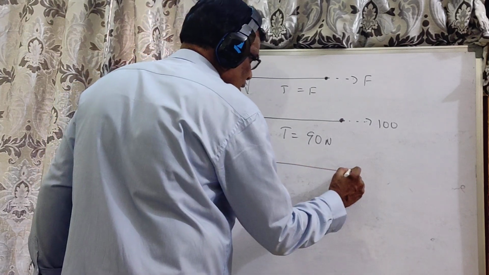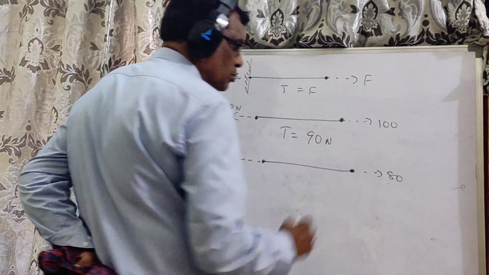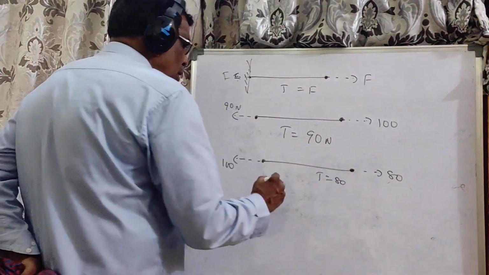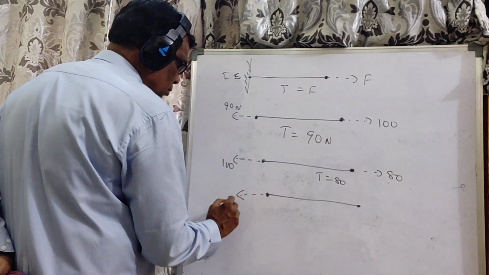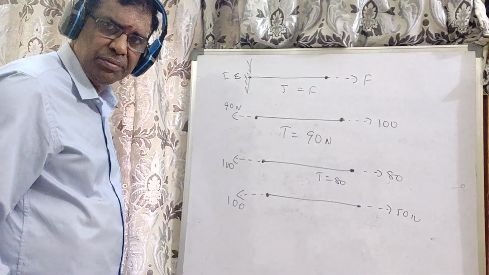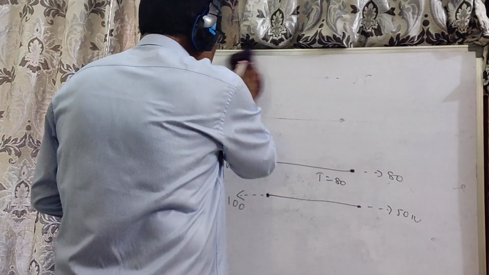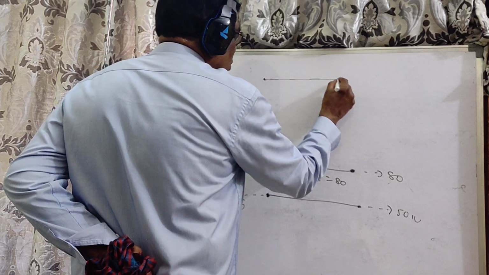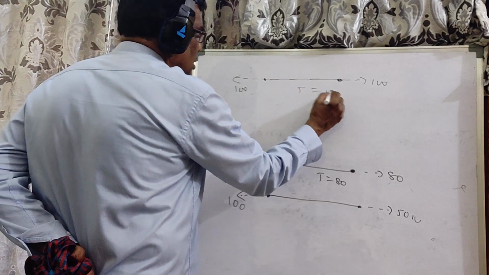Now, look at this. Suppose this is 100 and this is 80. What is tension? 80. Now 100 newtons and this is 50 newtons. Then tension is 50. Not 100 minus 50. Okay? Now, if I go on increasing this force on one side, I may come to 100 newtons here, 100 newtons here, tension is 100.